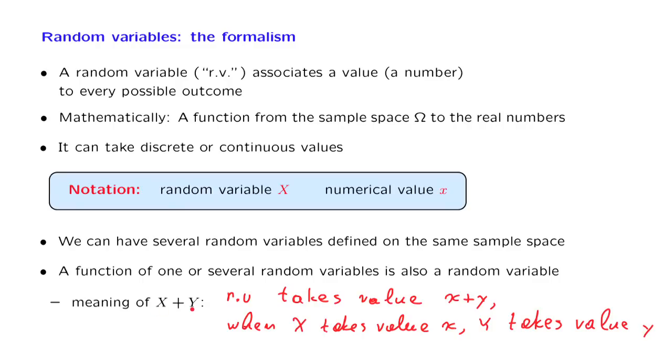So X and Y are random variables. X plus Y is another random variable. X and Y will take numerical values once the outcome of the experiment has been obtained, and if the numerical values that they take are little x and little y, then the random variable X plus Y will take the numerical value little x plus little y.